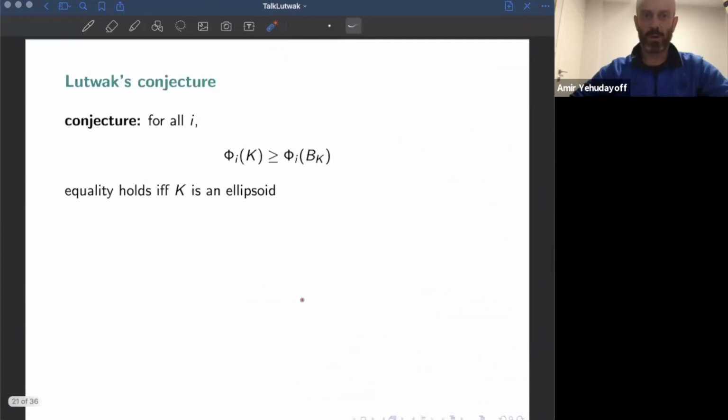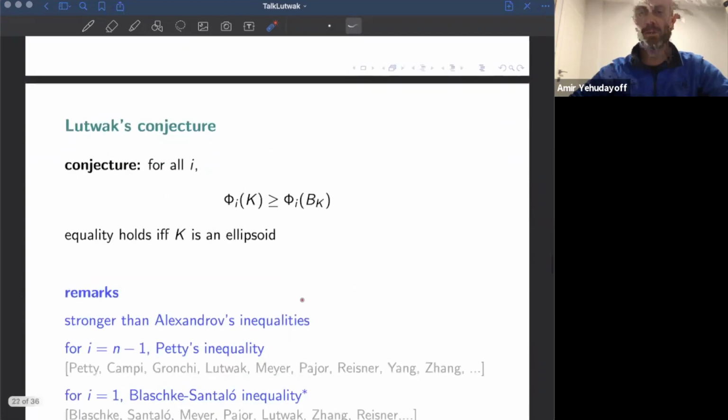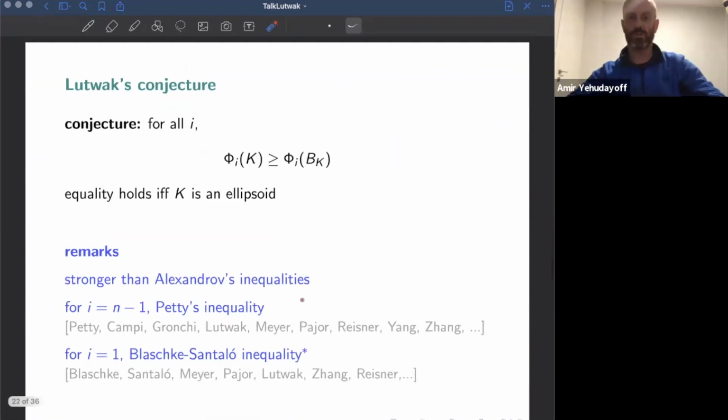Okay, so this is Luttwak's conjecture and some comments about it. Because of convexity, this is strictly stronger than Alexandrov's inequalities. And for the case n-1, this is Petty's inequality. This is what I explained before. And there is a lot of related research about this, several proofs of this inequality, and some functional inequalities that follow, not corollaries, but sort of conclusions.